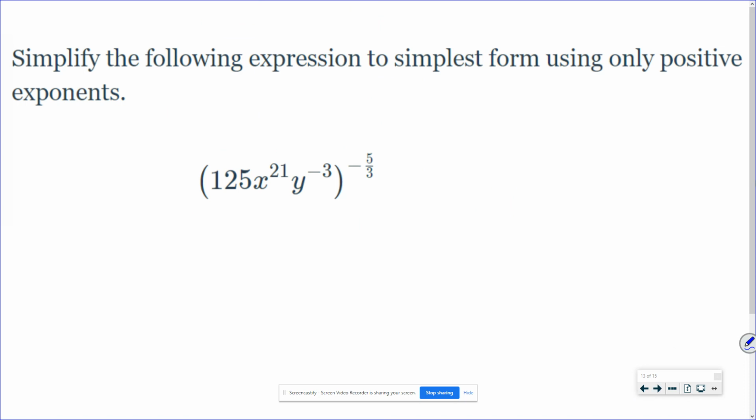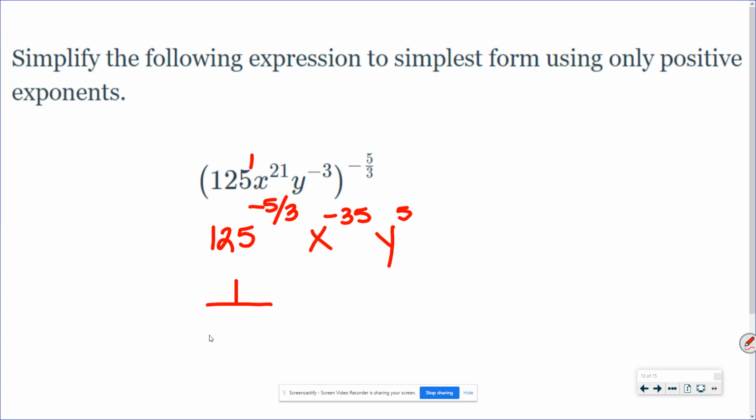Okay, one more like that. Very similar to the last one, where I'm going to apply the power rule first and then simplify one thing at a time. So I would have negative 125 to the negative 5/3. 21 times negative 5/3, that's going to be negative 35, I believe. That would be 7 times, yeah, that's negative 35. And then y is going to be negative 3 times negative 5/3, which would be positive 5.